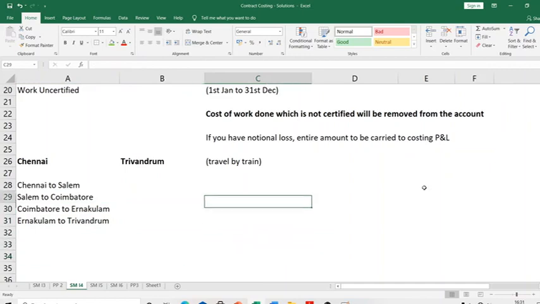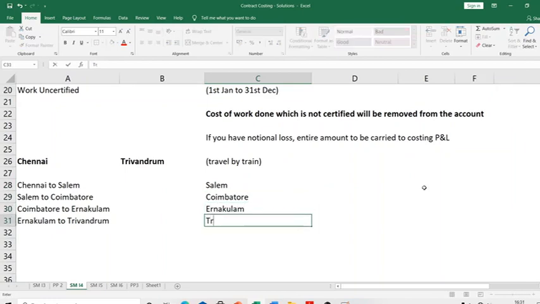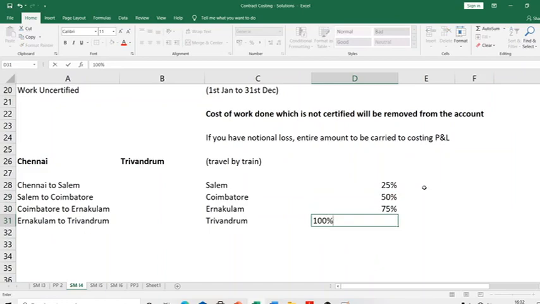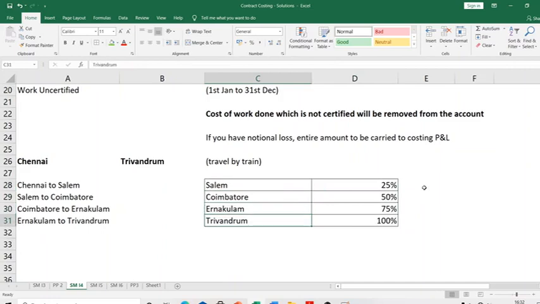Now, because of this, let's have some milestones. From the time you start from Chennai, Salem is a milestone. Then Coimbatore is another milestone. Then Ernakulam is another milestone. And finally, Trivandrum is the last milestone. Let's say Salem is 25% distance covered. Coimbatore is 50% distance covered cumulatively. Ernakulam is 75% distance covered. And Thiruvananthapuram is 100% distance covered. Salem, Coimbatore, Ernakulam and Trivandrum.